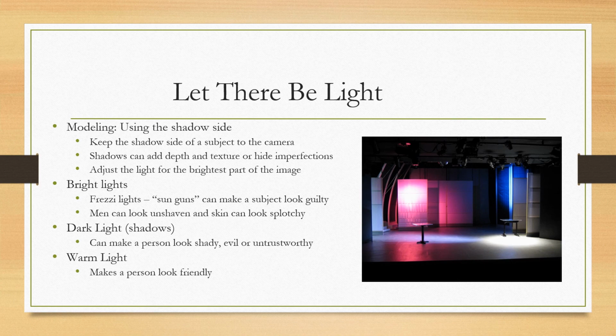If we don't have a light that we can shine at them to take away that shadow, then this doesn't work. But if we do have some lighting that we can shine back at them, then that'll completely get rid of those shadows. Shadows can add depth and texture and hide imperfections. So we can use them to our advantage. So the shadows aren't always bad. And we can adjust the light for the brightest part of the image. So again, that's adjusting that balance so that different areas don't come across too bright.